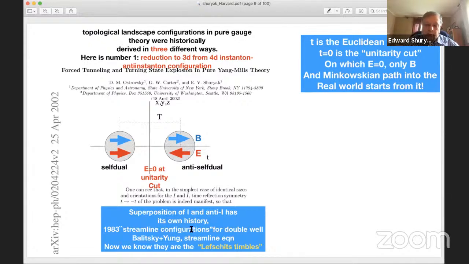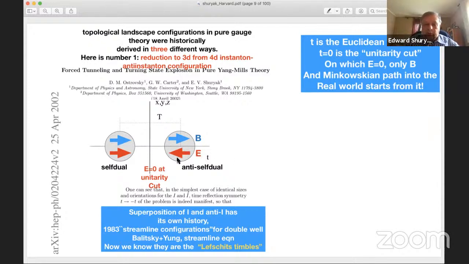In this field it was called streamline configurations. It's a Yang-Mills equation with some particular right-hand side. And this is what in mathematics is called Lefschetz thimbles. It is like you have this landscape, and from a pass between the two valleys, there are rivers going to both sides. This is this set of configurations. Now you see here it is self-dual, electric and magnetic fields are equal. Here it is anti-self-dual, electric and magnetic fields are opposite.